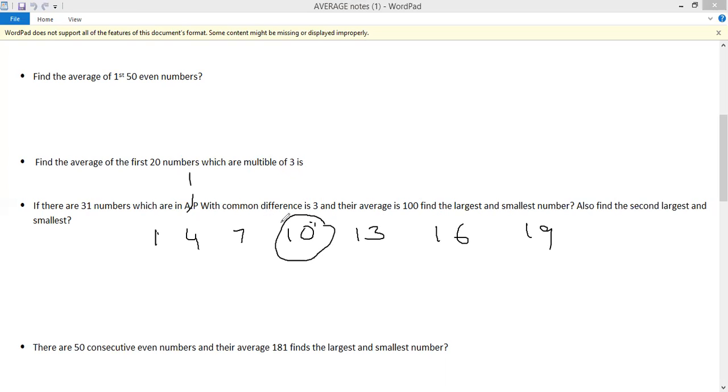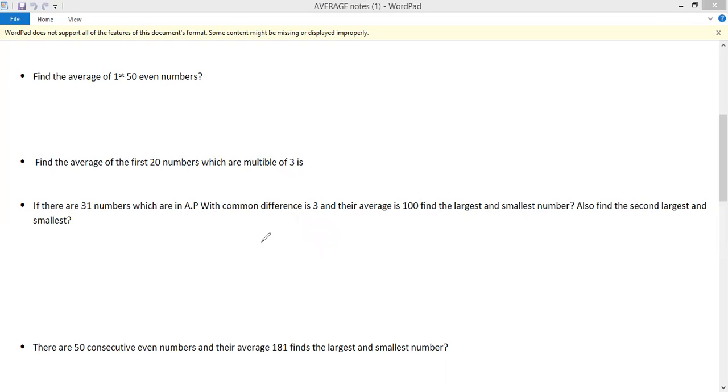If you want to know the largest number, 19, how can you calculate? This is the fourth number and this is the seventh number. From this number to this number, how many gaps are there? 7 minus 4, 3 gaps are there. Each gap is how much? The common difference. So 3 gaps into common difference is 9. This much is greater than this number. Like this, I have calculated this one.